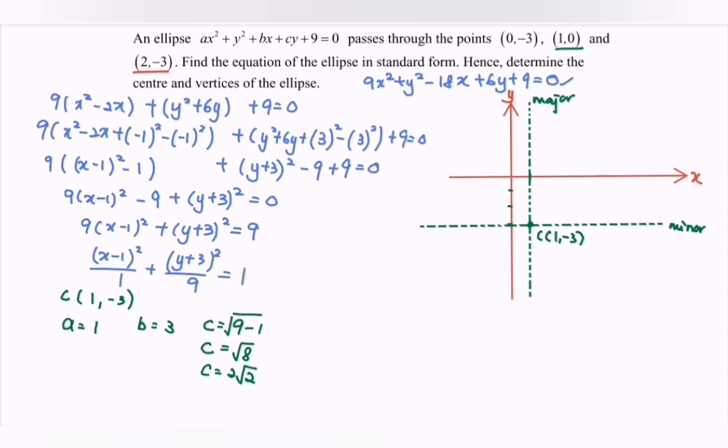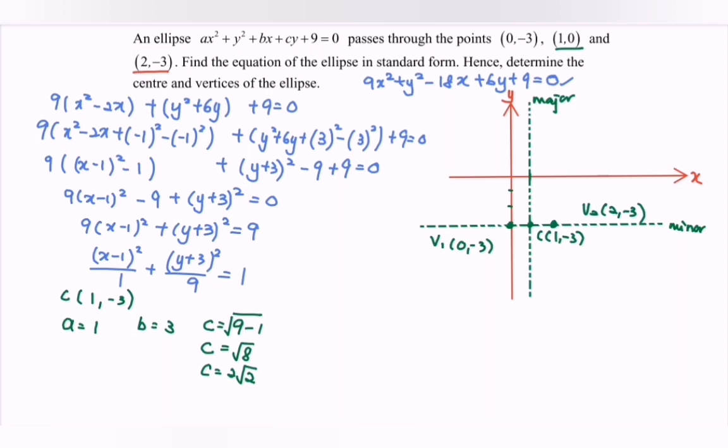Next, continue. Focus on the a. 1 unit towards the left and 1 unit towards the right. So meaning that we have the minor vertices. The minor vertex will be, we consider as v1, (0, -3). And then 1 unit towards the right. So name it as v2. So we have (2, -3). So that is the value a.